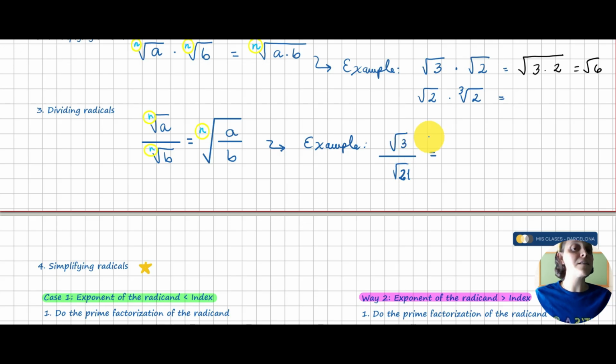So the example is root of 3 divided by square root of 21. So how do we operate with this? We do a square root, a very big one, of 3 divided by 21. You might think this is ready, but always remember that we need to simplify. And this can be simplified by 3. This is 1 divided by 7.